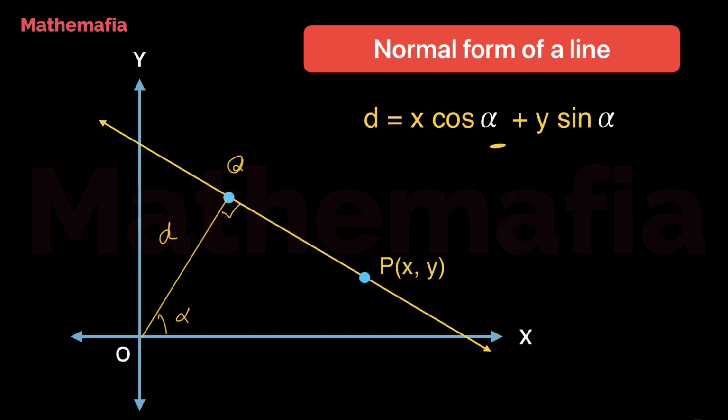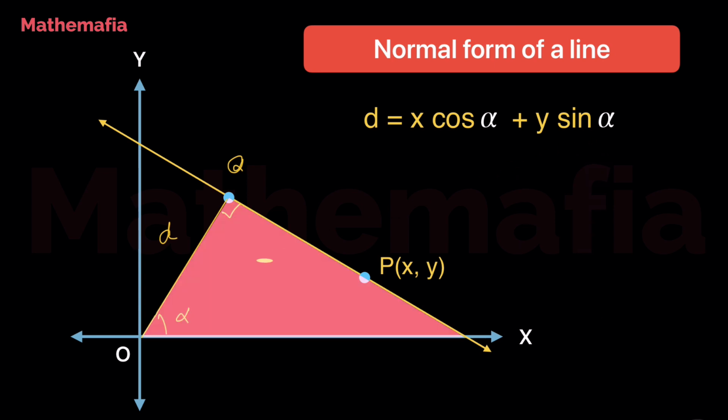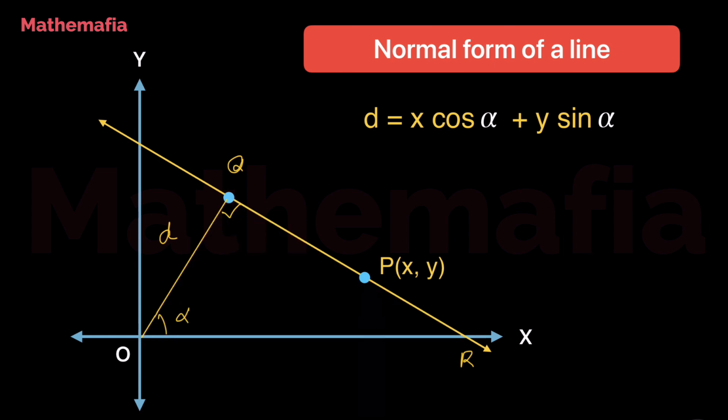Now we need to derive this formula. It has cos alpha and sin alpha in it. So this means we need right angle triangles, either one or more than one, to find cos alpha and sin alpha. Now we already have OQ, and let's say this point is R. So OQR is a right angle triangle, but x and y are not sides of this right angle triangle. Why? Let's draw a perpendicular from P. Let's say this is PS, a perpendicular on the x-axis. So this means OS is going to be x and PS will be y.